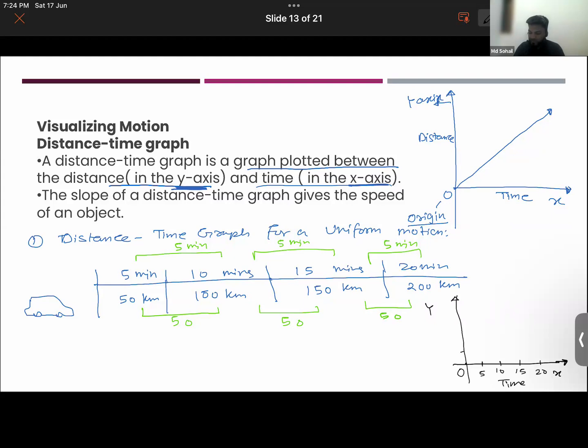On the y-axis, what do we represent, Mafaz? Sir, distance. Distance. So what are the distances given in the figure here? It is 50, then 100, then 150, then 200. All right. Now let's match these values. Let's draw it further here. If you draw a line from 5 and a line from this 50 kilometer here, they will meet here, right, Mafaz?